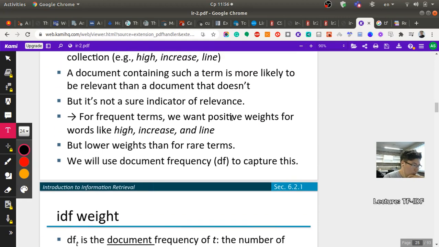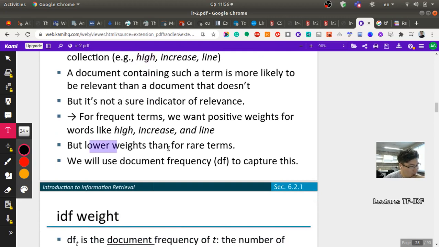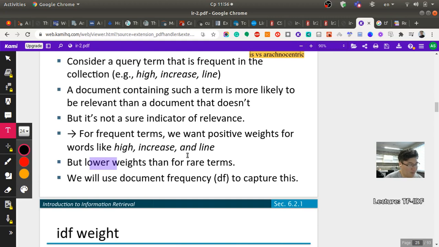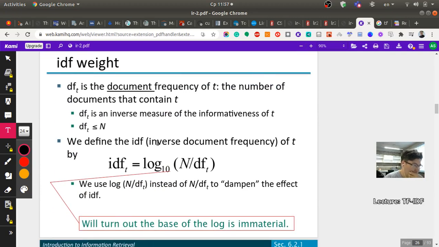For frequent words, we want positive weights for words like high. So these words are also frequent, but we want to give them weights too, but lower weights than for rare terms. Rare terms must be better, with high weights. These terms also should have positive weights, but they should be less. So we need to create a new second thing, the IDF weight.